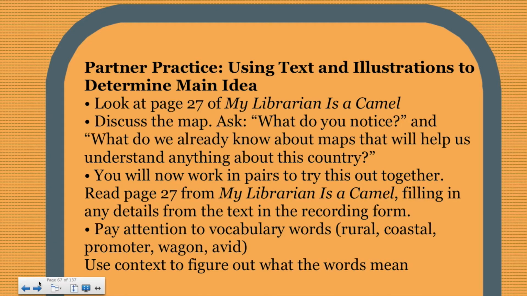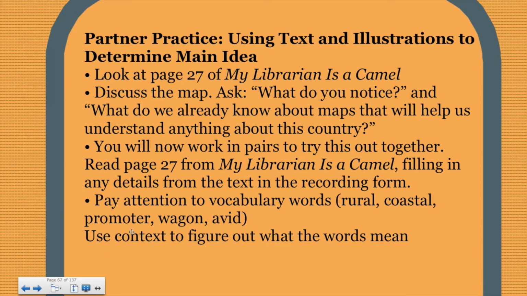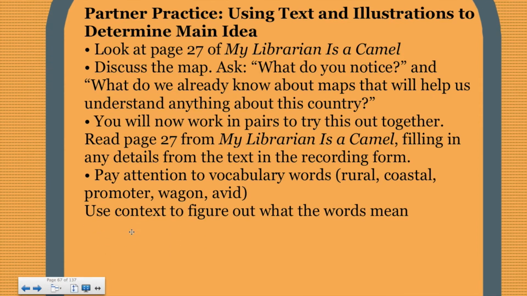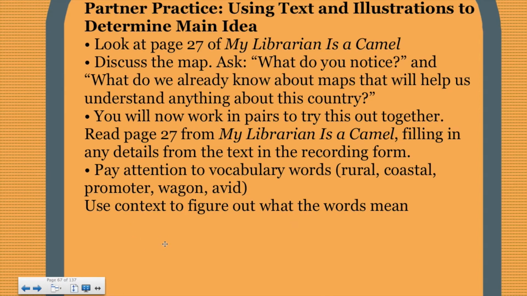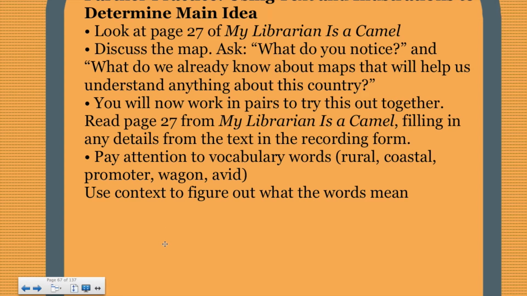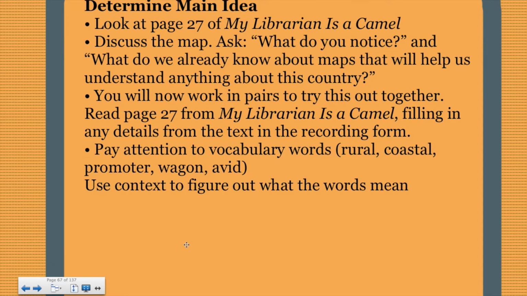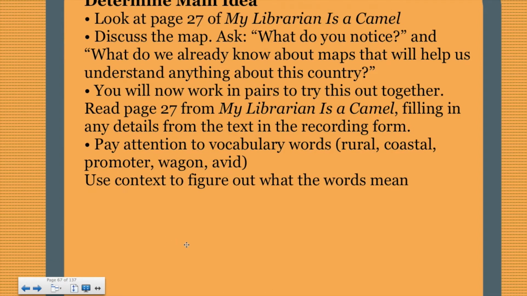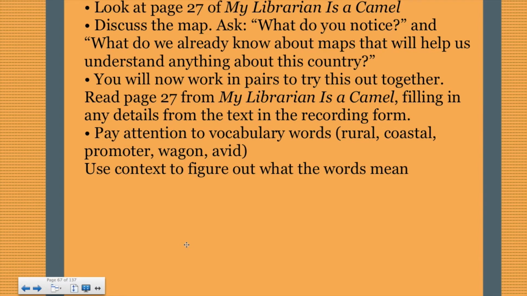Now it's going to be your turn. With a partner in your group, you are going to be using text and illustrations to determine the main idea of a different excerpt from My Librarian is a Camel. You will be looking at page 27 of the book. You're going to discuss the map and think about what you notice and what you already know about maps that will help you understand anything about this country. You will then work in pairs to try this out together.